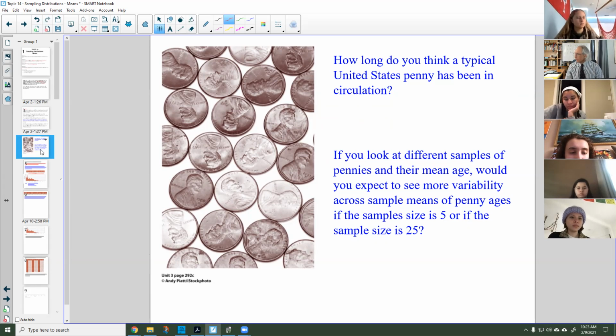All right, so we're going to ask the question: how long do you think a typical United States penny has been in circulation? Let's get some guesses here. How long do you think a penny has been in circulation? Typical penny. How long has it been in circulation? Somebody make a guess.